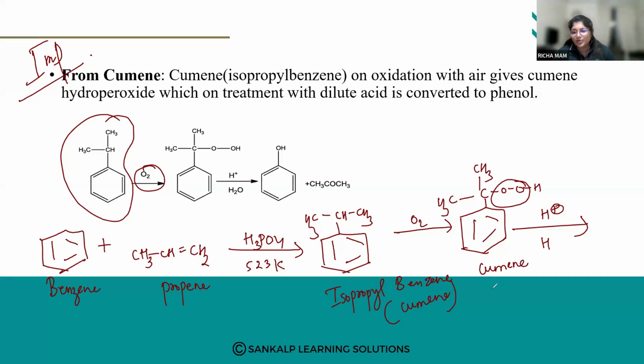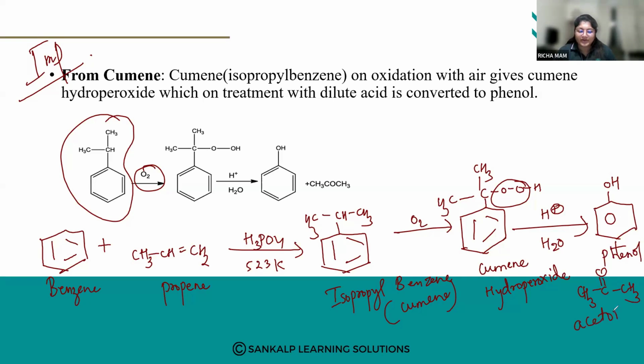Hydroperoxide, why? When you have an OO linkage, it is called a hydroperoxide linkage. So, cumene hydroperoxide. Further, I am going to treat it with HCl in the presence of water. I am going to get phenol plus the major product, that is acetone. Very, very important, so both these products have to be written. I am going to get phenol and acetone.